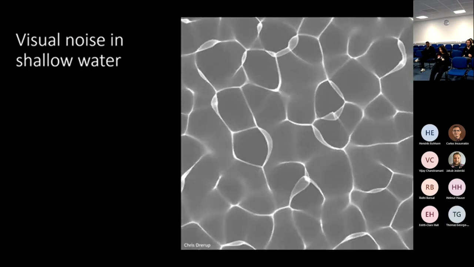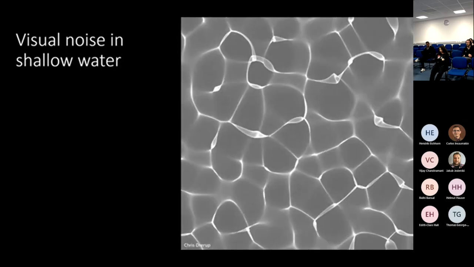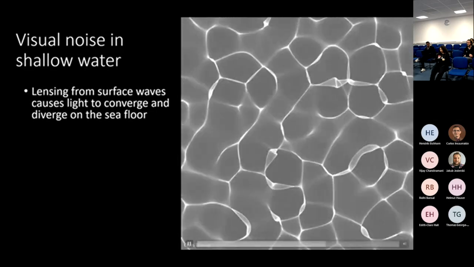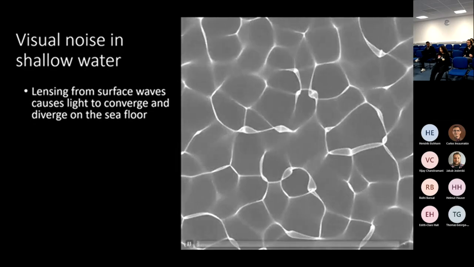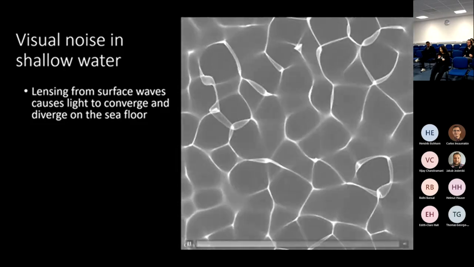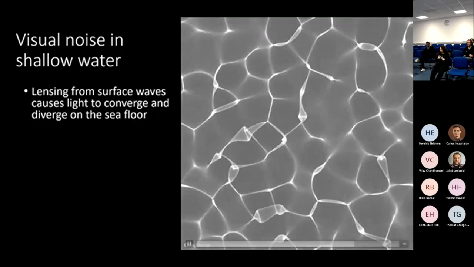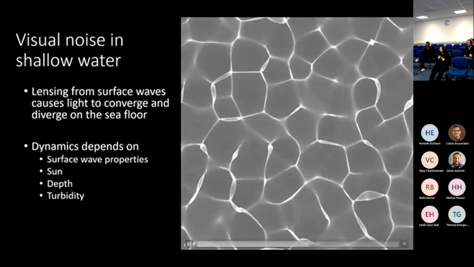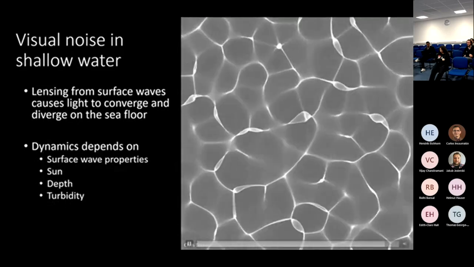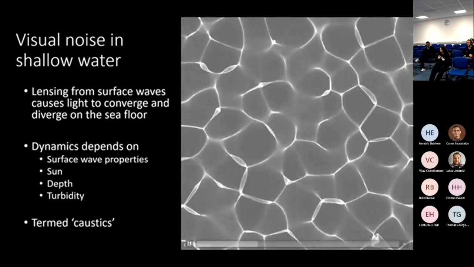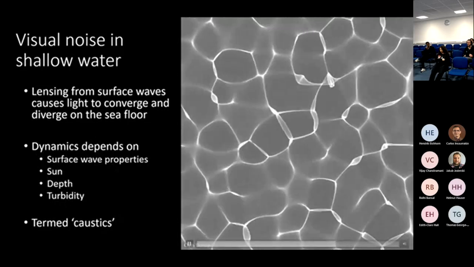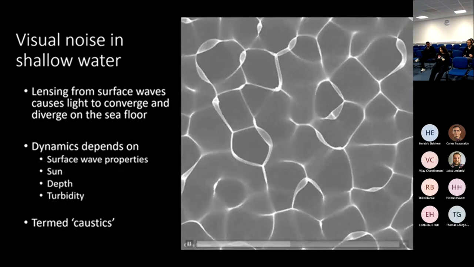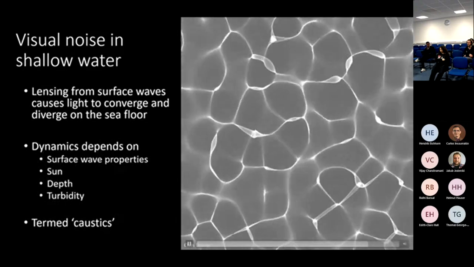This visual noise in shallow water comes as a simulation that we use in a 3D simulation environment. But essentially, it comes from surface waves lensing light from the sun, causing them to converge and diverge on the sea floor. So you get this dynamic illumination, which depends on the surface wave properties, depends on how much sun is visible, depends on depth and turbidity. And throughout this, I'm going to call this caustics, or dynamic caustics. People love simulating these in computer game environments, and we actually take advantage of that in our experiments.